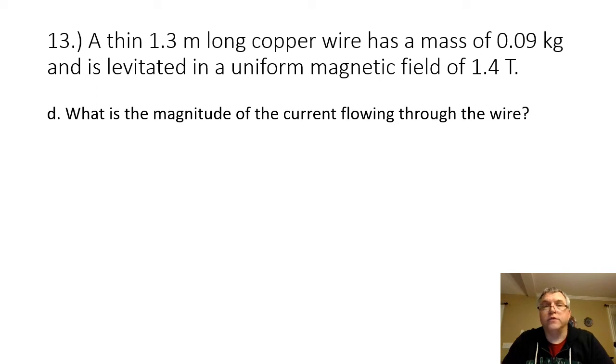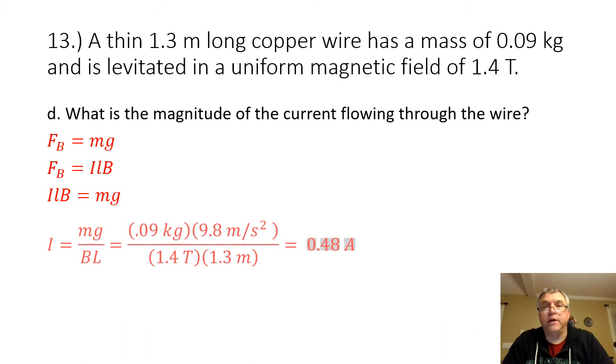And I know that the force of gravity is equal to mass times gravitational acceleration, so I can replace mg for the force of the magnetic field in my formula F equals ILB. And when I do that, I'm going to get ILB is equal to mg. Solving that for the current, I is going to equal mg divided by B times L. Plug my known values into the equation, and that will give me a current of 0.48 amps.